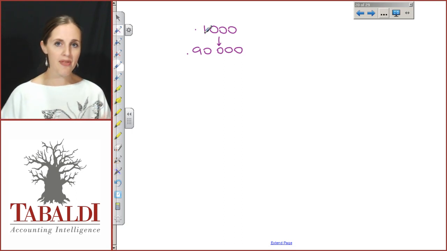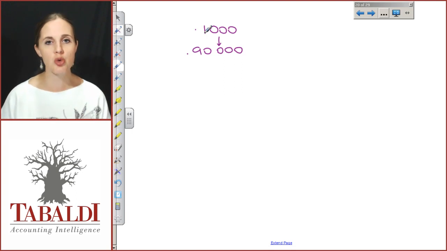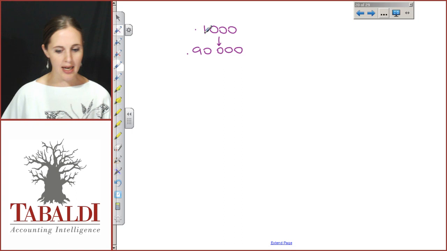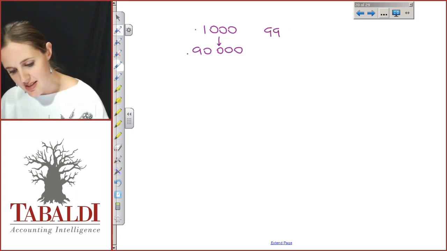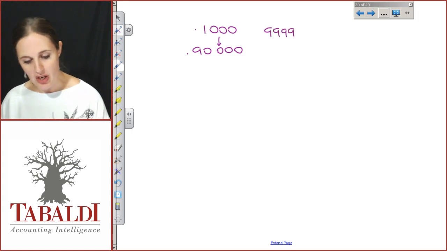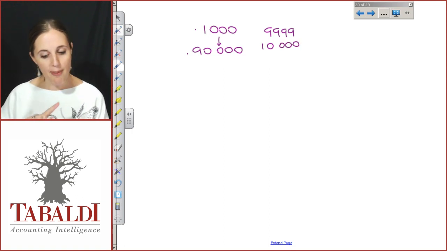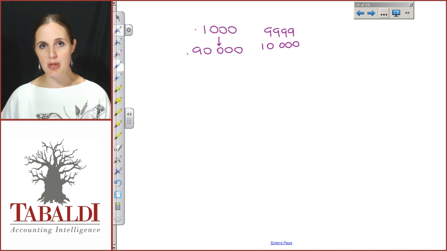For example, 1,000 rand is not material. How about 2,000, 3, 4, 5, 6? At which point do we say, oh, 9,000, maybe 9,999 rand is not material, but 10,000 rand is material? For example, at some point in time, there's going to be a specific switch.